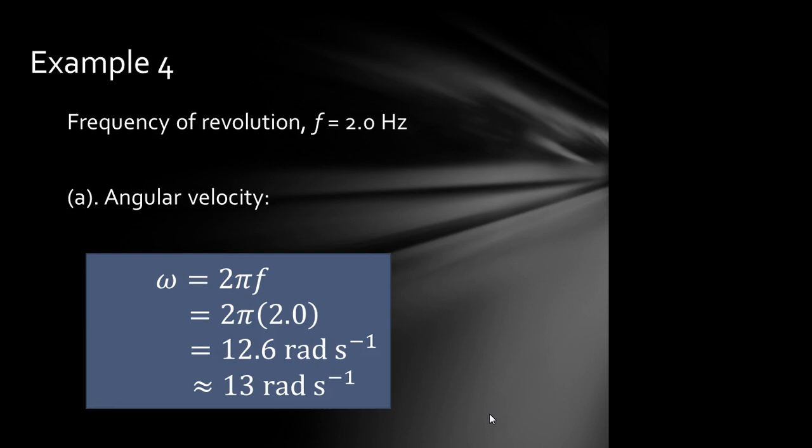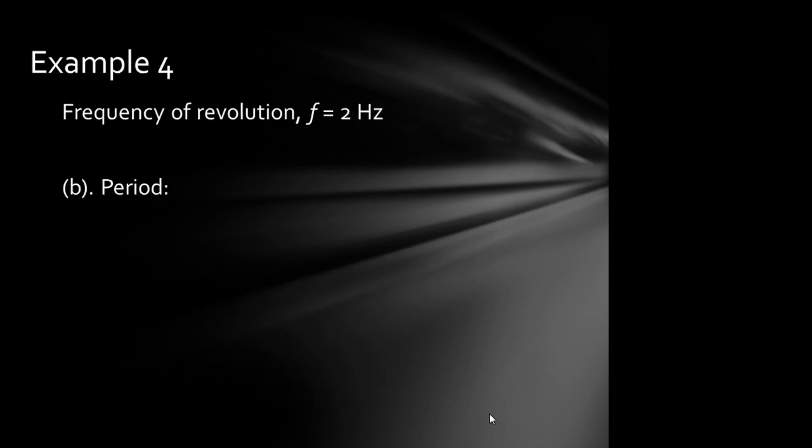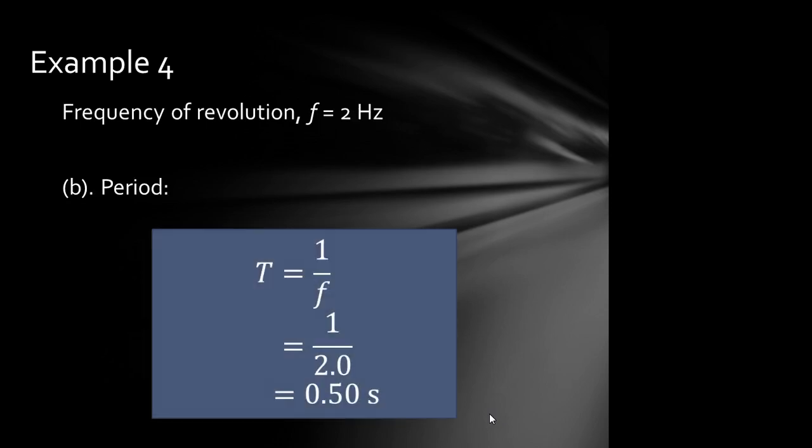Alright, so this is easy, right? You're using omega is 2 pi f, one of the relationships that you have learned already. Next, period. How is frequency related to period? They're inversely related. So it's half a second for 1 revolution. That's what period means. Okay, most of you have gotten this far.